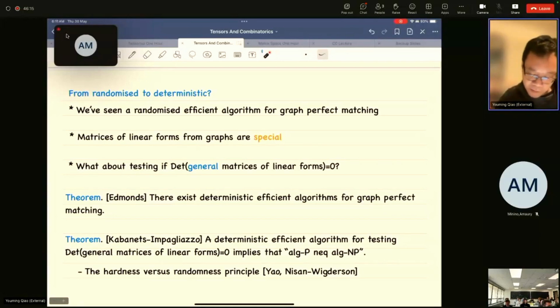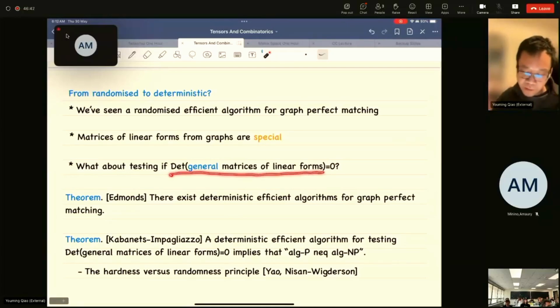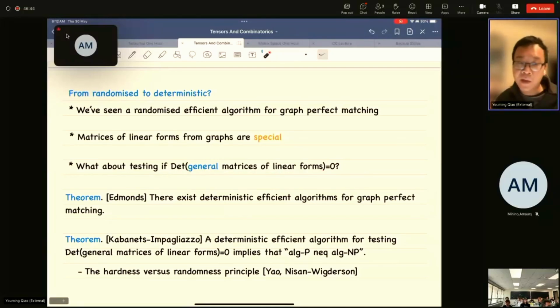In the graph setting, we know that by Edmonds and the Hungarian method and so on, we have known that for graph perfect matchings, bipartite or general, there exist deterministic efficient algorithms. So graph matching can be done in deterministic polynomial time. However, if you look at this general question, currently we don't know of any deterministic efficient algorithm.